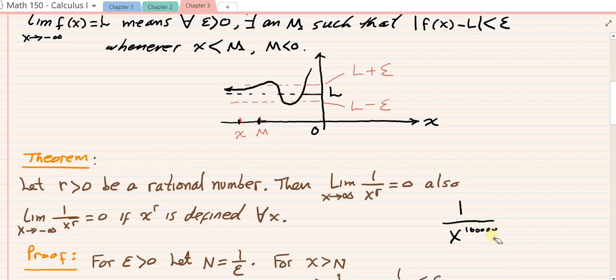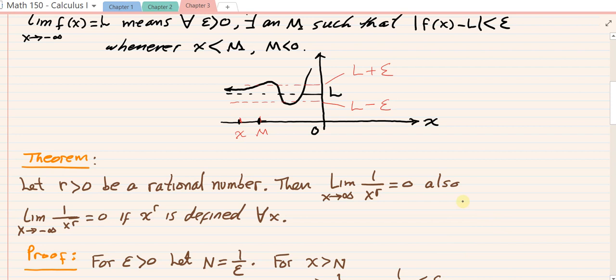Or actually, let me not do that. That's too high. R is a rational number. 5 is rational, isn't it? Right? 5 over 1. Rational numbers, you can write them as a fraction, where numerator and denominator are integers. So that would count. Now, as x gets bigger and bigger, this denominator is going to get much bigger, right? And 1 over that is going to get very small, and the limit approaches 0.